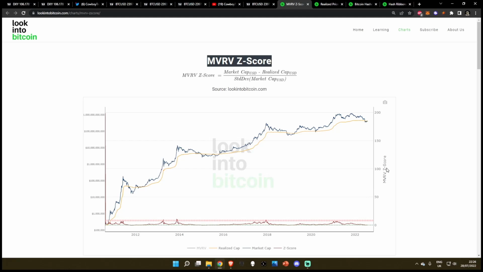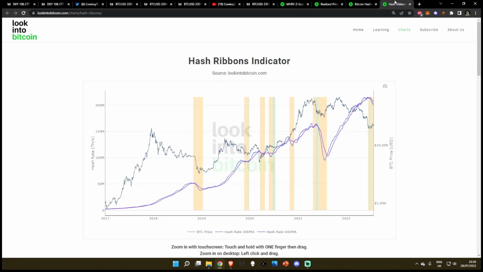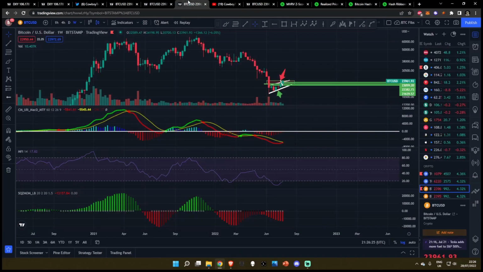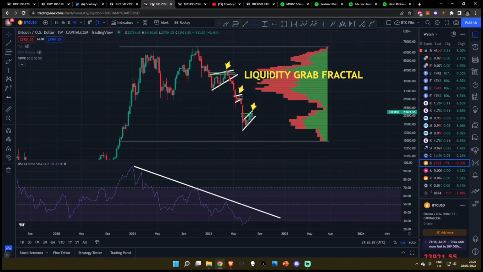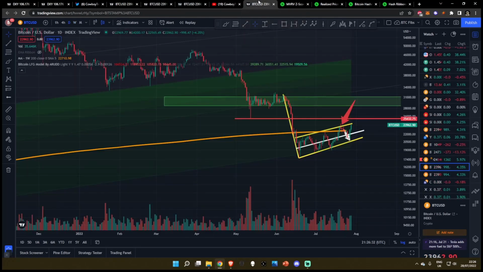Once it pushes above that MVRV Z-score value, I will keep you updated on that. If that happens in confluence with the hash ribbon indicators having a bottoming signal, I will become very, very bullish on Bitcoin. But until that happens, I will be sticking with my bearish bias. Once again, we looked at the TA in a video that I will be uploading just before this one, and nonetheless, it doesn't look like anything's changed.